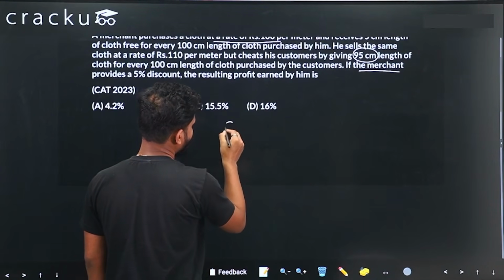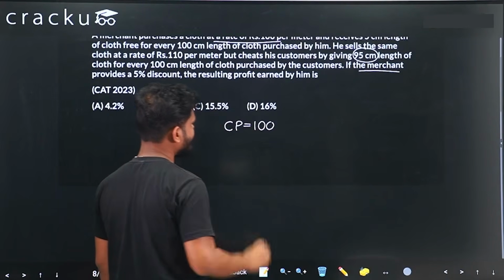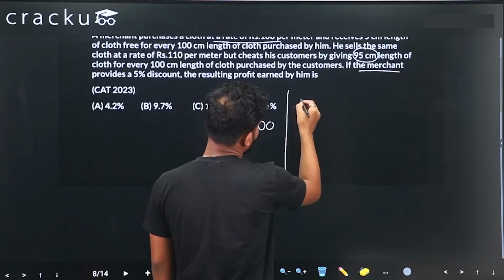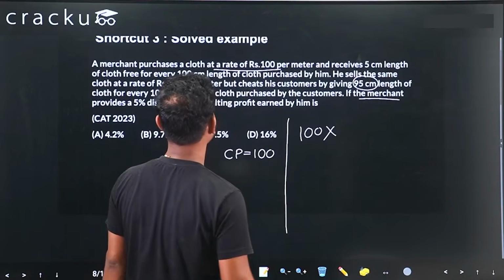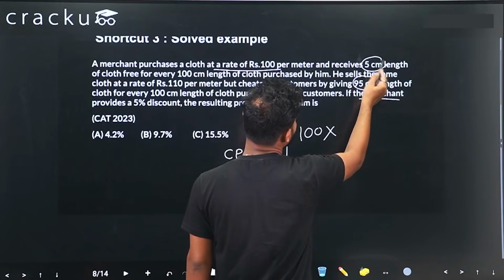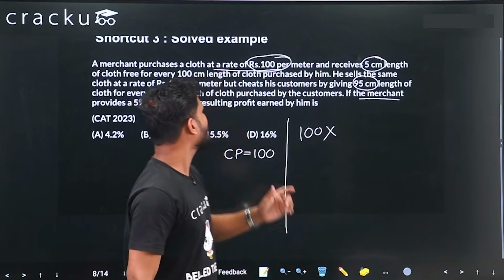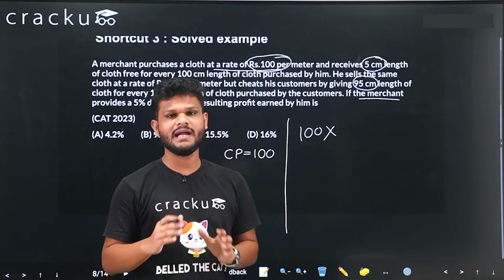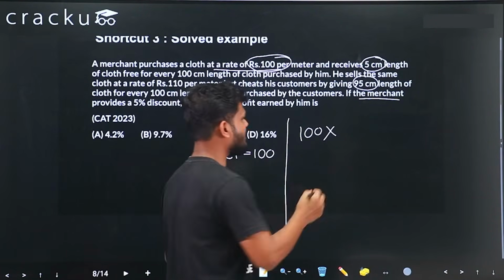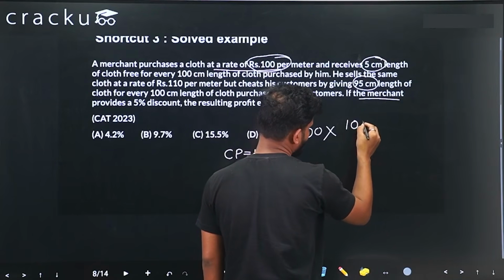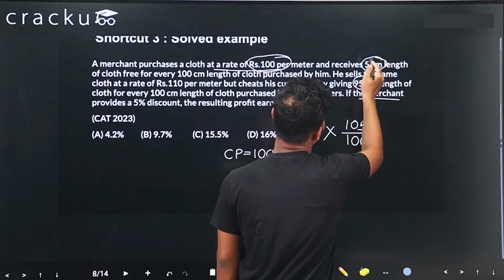Let's say cost price is 100. If cost price is 100, my first fraction will be what? So I can say 100 into the first cheating. He is receiving 5 centimeter extra for every 100 centimeter. So for every rupees 100, he is not getting 100 centimeter. He is getting 5 centimeter extra. So he is getting 105 centimeter. So I can say 105 per 100 rupees. This is the fraction for his cheating while buying.